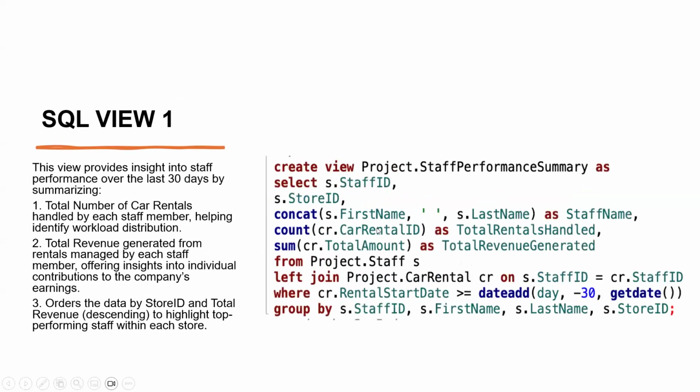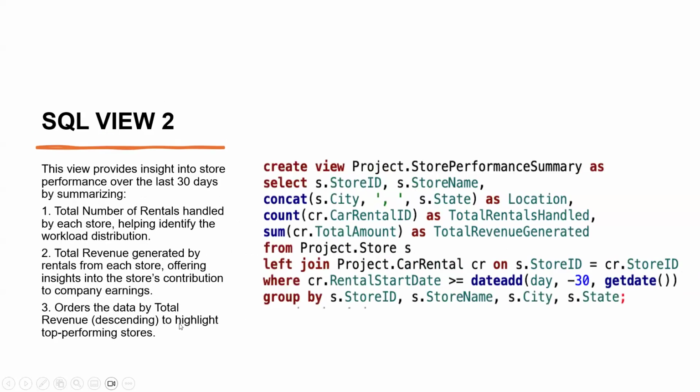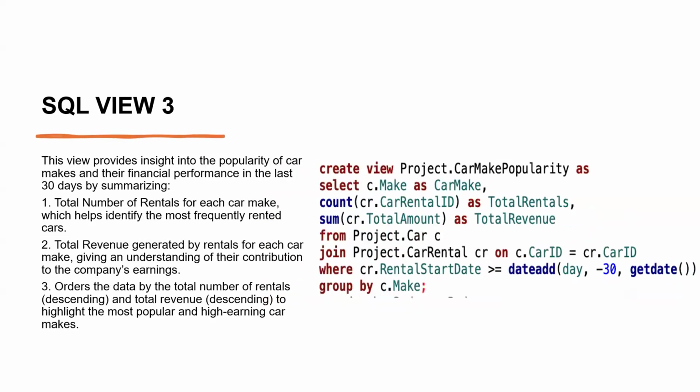And for all of these views, we can order the data by total number of rentals or total revenue to see which car is the most popular, which store has the most revenue, or which staff is the number one staff. And I think those are really helpful to manage the stores, the staff, and the cars in the future. Thanks. Next part is the visualization.